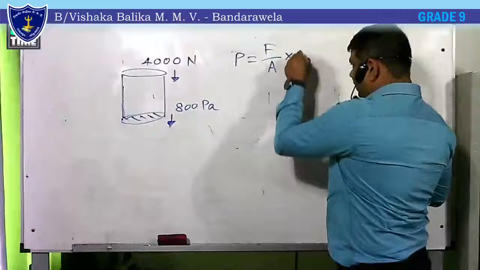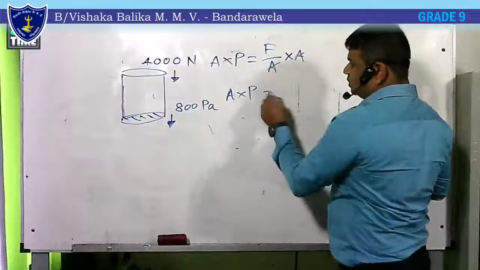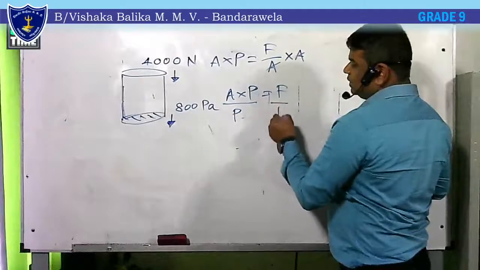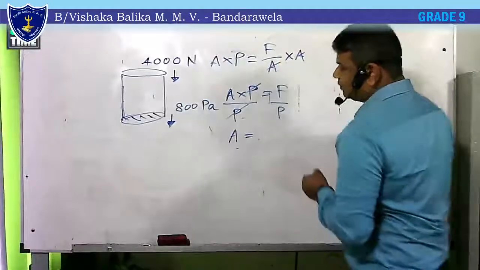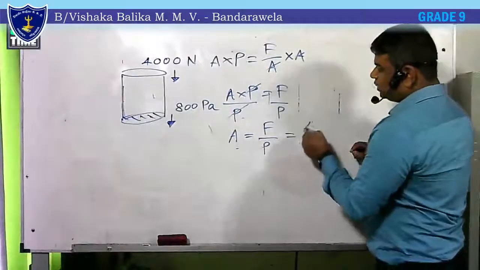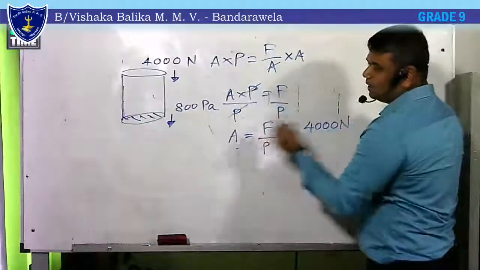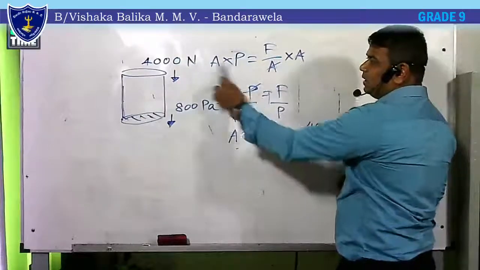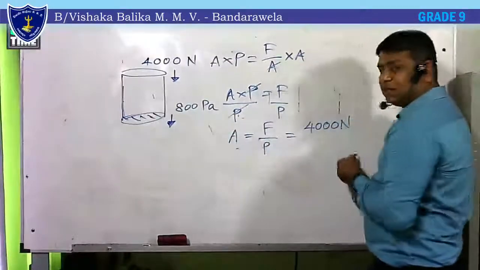Let's multiply it by area and area. Area into pressure equals force. But you have to subject area, so divide this by pressure, this by pressure. Both sides by pressure. Now you can take area equals force divided by pressure. I did this twice to subject area. I think you can understand it. First I multiplied both sides by A to bring the A to that side. Then divided it by pressure, to subject this.